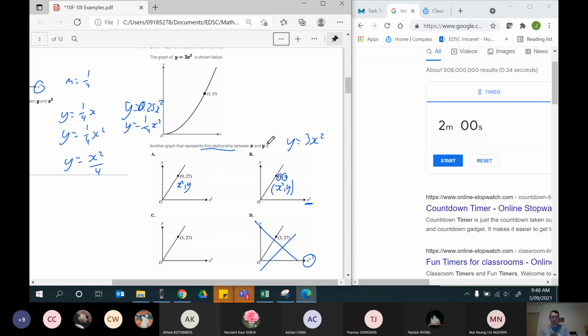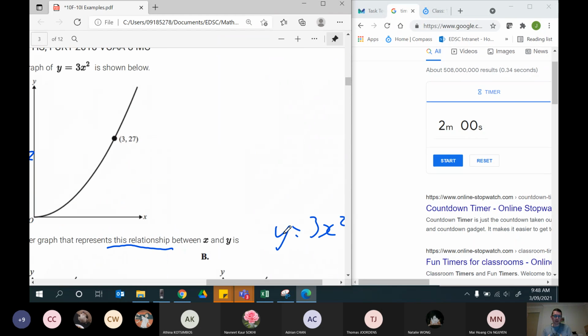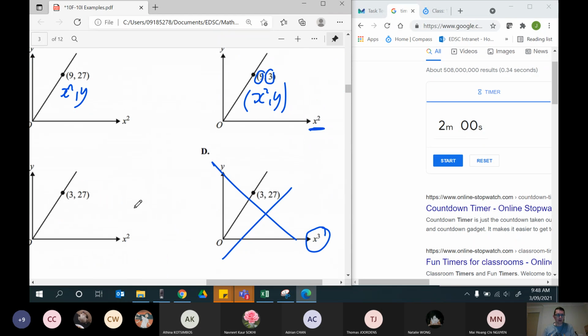This 2, let me just zoom in a bit, because then I can actually draw on here. So we're looking again for, this is x squared and this is y, and this is also x squared and that is y. That is x squared and y. So we're trying to find a graph that gives us y equals 3x squared. So we need a gradient of 3, but I need this equation to be true.